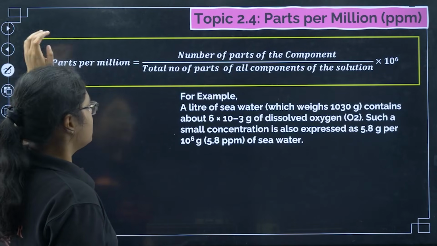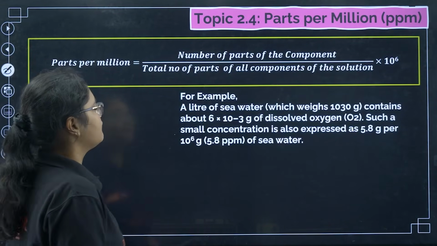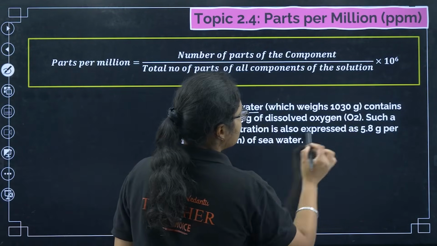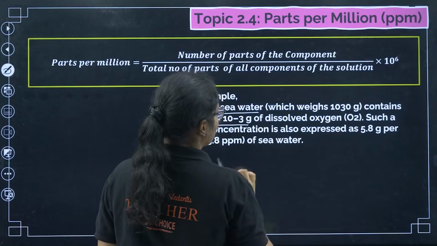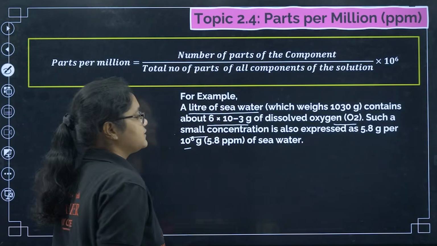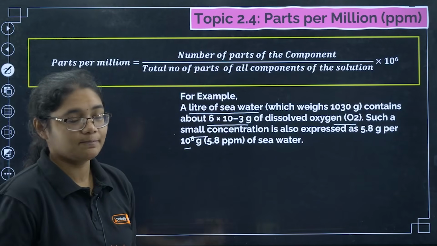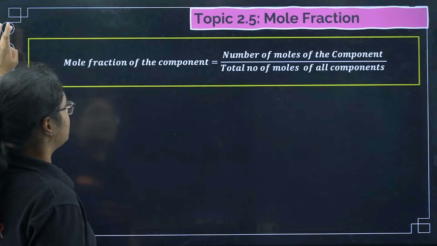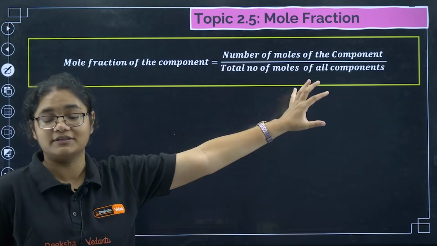We'll go to the next one. So here also I've given you an example. A liter of seawater contains 6 × 10^-3 gram of dissolved oxygen. Such a small concentration is represented in parts per million. But the main thing that we are going to discuss is mole fraction. This will be used again and again.